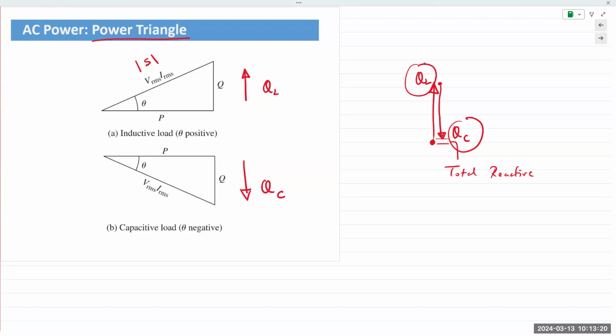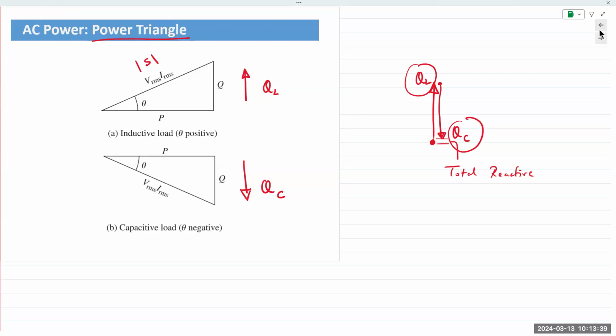Yes. Yes, it's associated with the reactance.